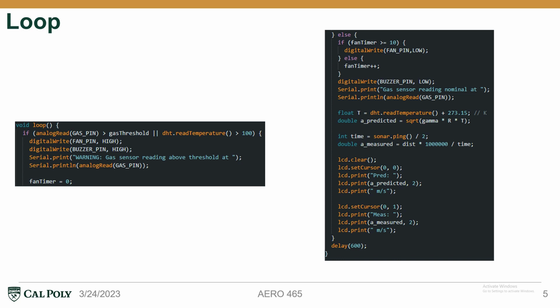Then we move on to looking at the temperature from the temperature sensor, which we plug into the square root gamma RT equation to get our predicted speed of sound. Then we record half the time of the ultrasonic sensor because it has to travel to the wall and back, so we need to account for that. And then we get the measured speed of sound by simply dividing the distance by the time, with that 1 million in there to account for the fact that the time is in microseconds. Finally, we display the result on the liquid crystal display and wait for 600 milliseconds before taking another measurement.